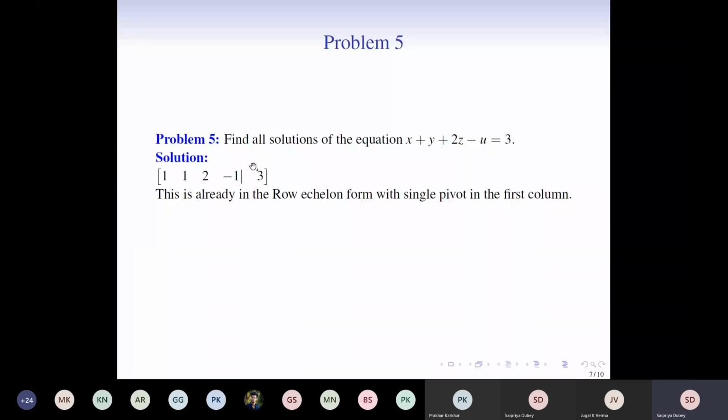But when you look at this, it is already in row echelon form because it just consists of one row. Therefore, the very first entry is non-zero, and below this we don't have anything, only one row, so it is already in row echelon form with the pivot element 1. The pivot element appears in the first column.